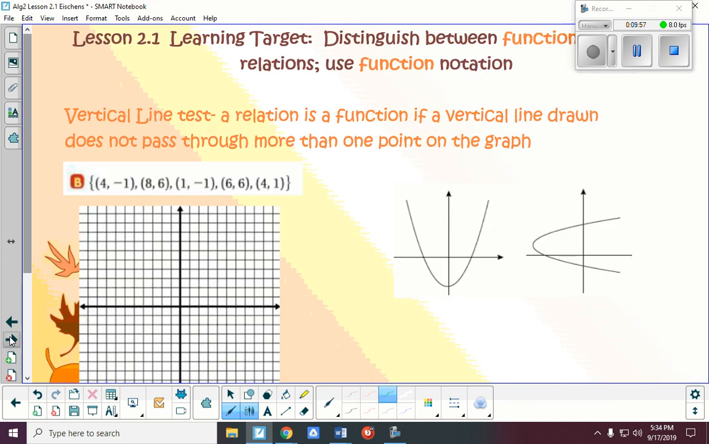Now I just want to show you the vertical line test. A relation is a function if a vertical line drawn does not pass through more than one point on the graph.